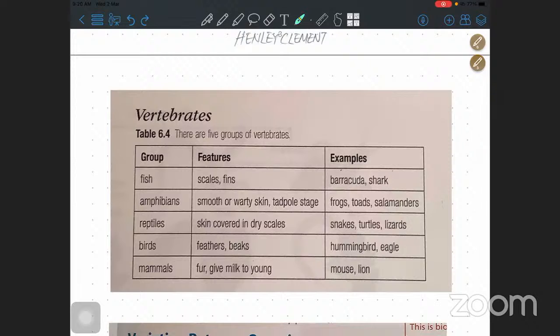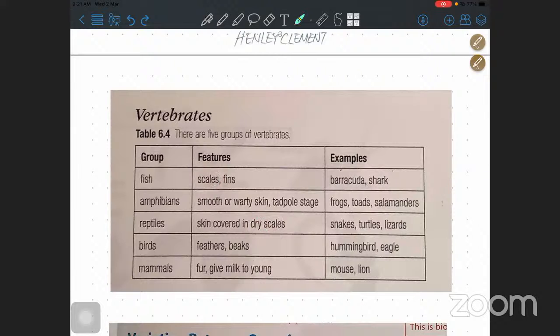Okay. So the body is with the backbone, okay? You have the fish. Fish have scales and fins as a feature, okay? Such as barracuda and shark. So the amphibians have smooth and watery skin. You have the tadpole, frogs, toads, salamanders. Reptiles, yes. Skin covered with dry scales. So this is scale and this is dry scale. Okay. Such as snake, turtles, lizards, crocodile.